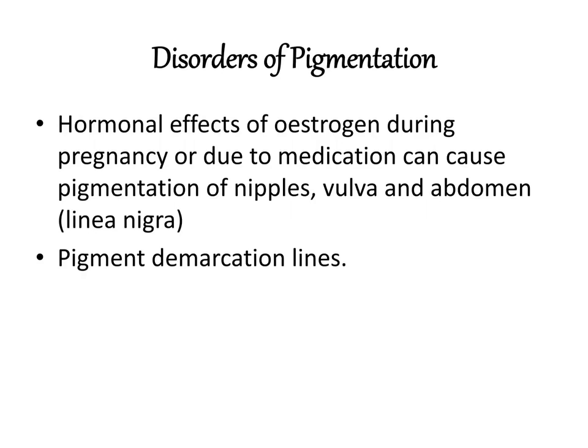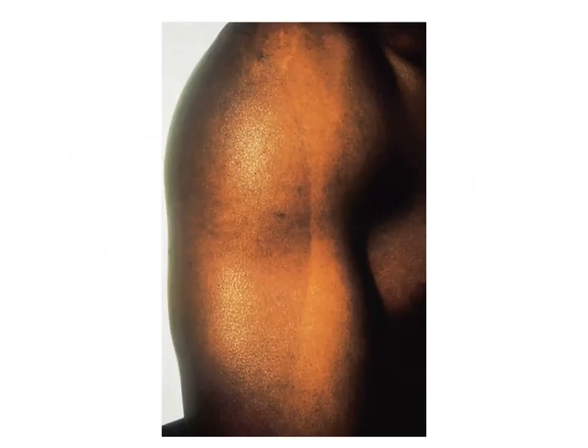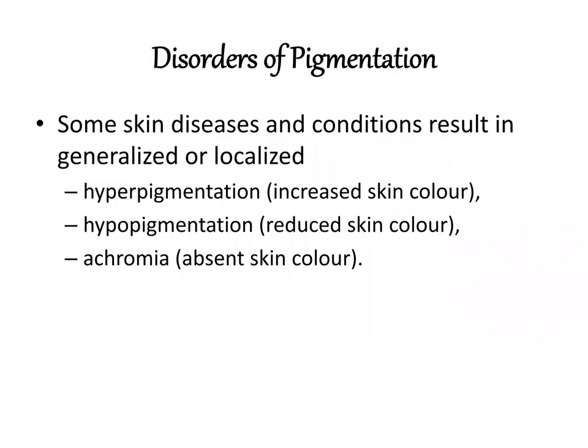Pigment demarcation lines are natural lines where there is a sudden pigment change on the skin. Sometimes even any of us can have such lines. They can occur over the face or, commonly, over the arms. So this is an example. You can see a darker skin area abruptly changing into lighter skin. That is because in the genetic development, there had been two slightly different cell lines.